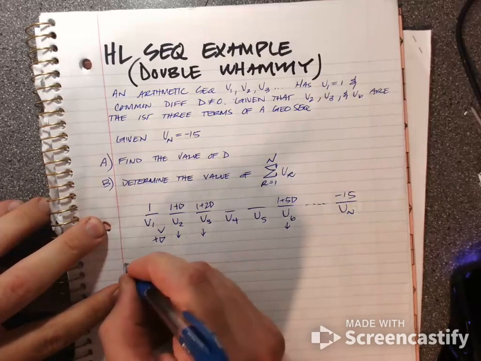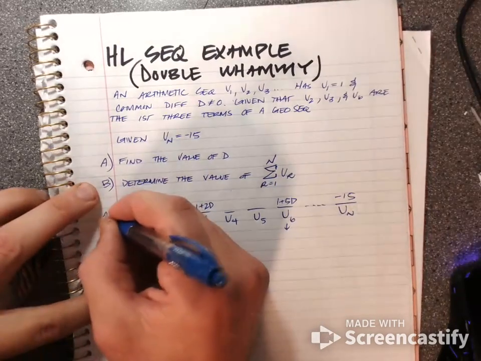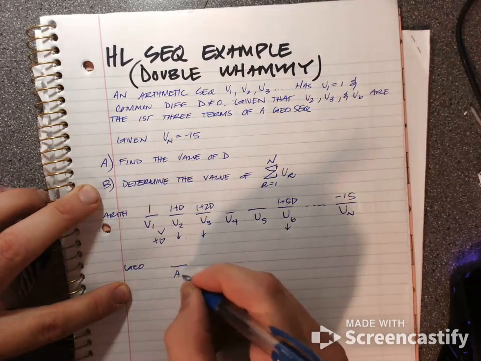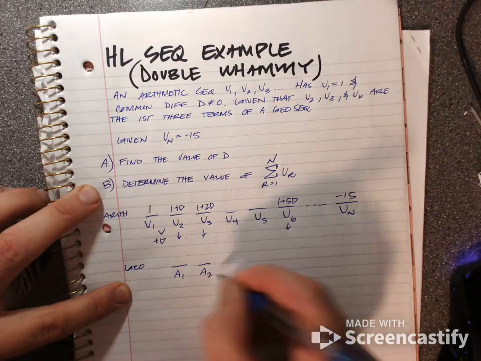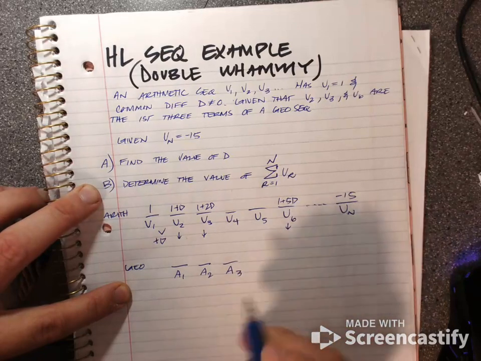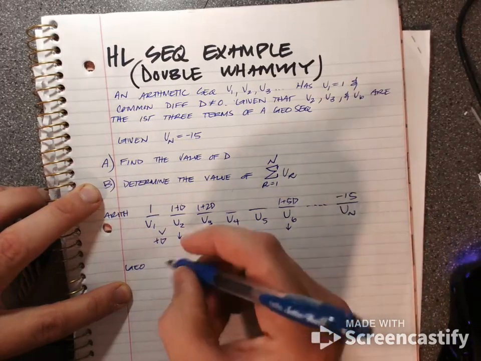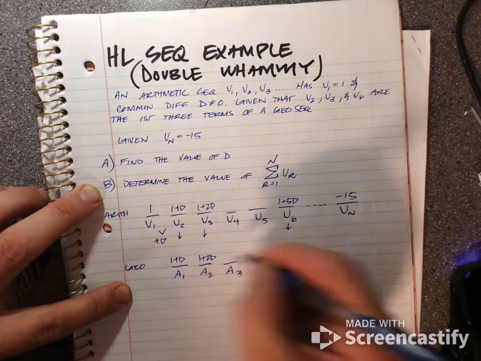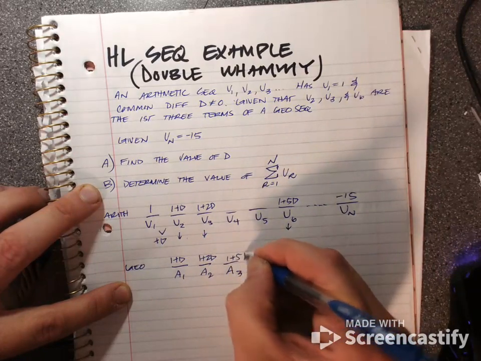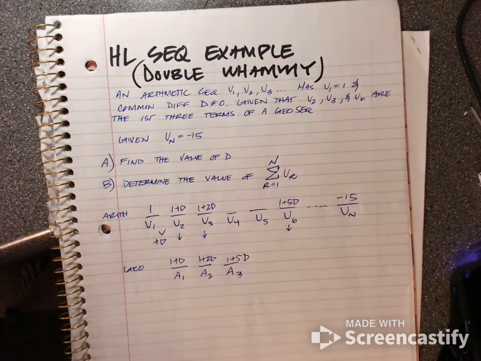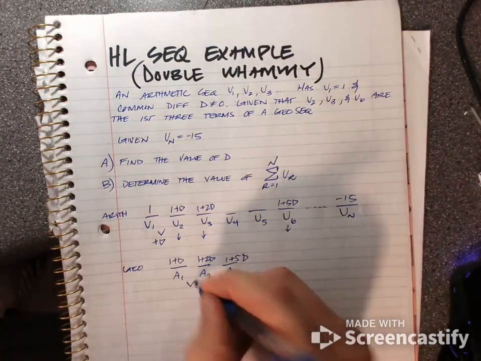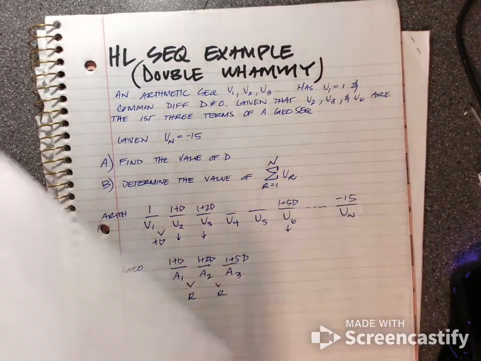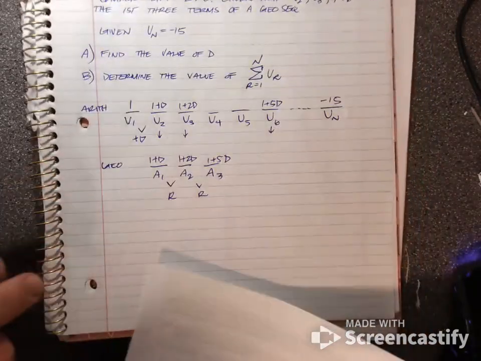So in the geometric sequence, I'll say it's A1, A2, and A3. I'll give it different lettering here, so that'll be the geometric one. The first value is 1 plus D, the second is 1 plus 2D, then 1 plus 5D. Again, it doesn't look like there's much to do here, but we're going to figure out what the ratio is. There's a ratio between any two consecutive pairs here.